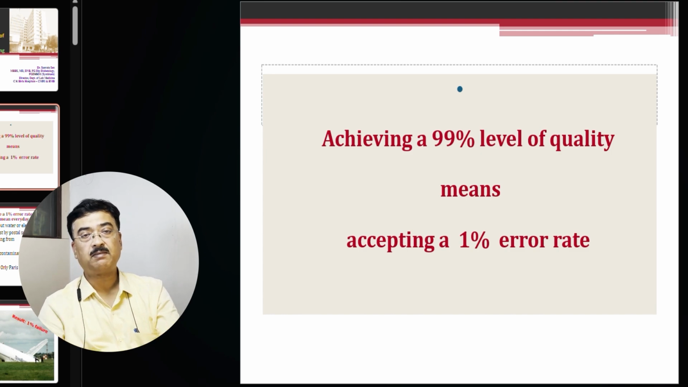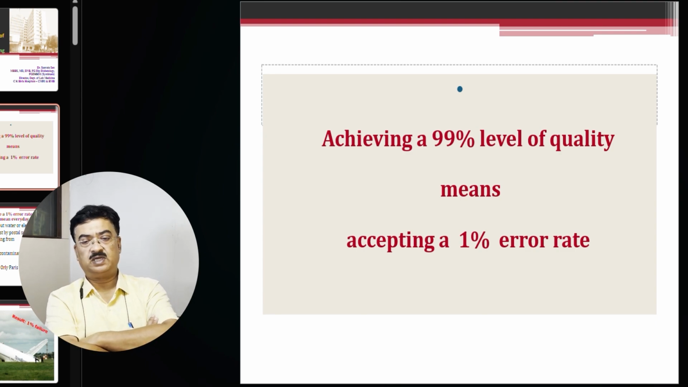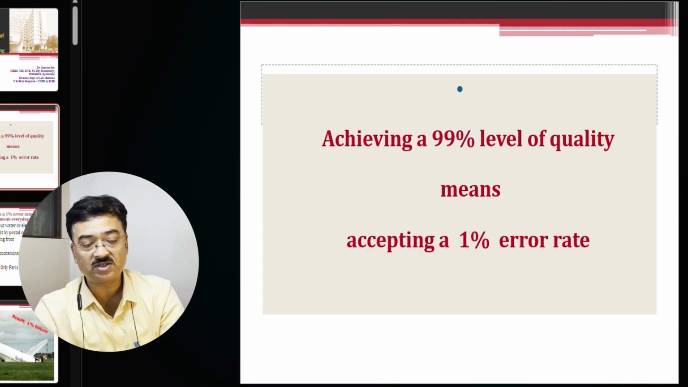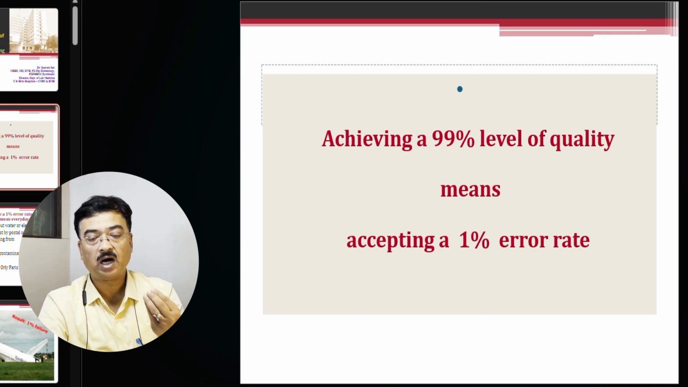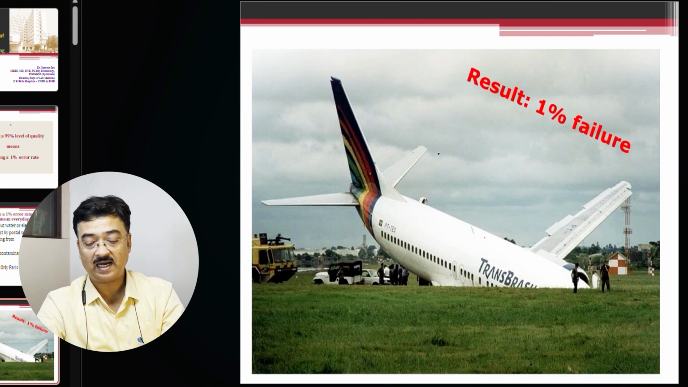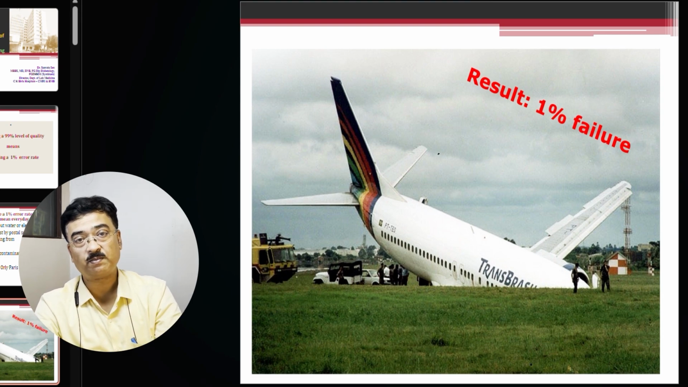So when I'm saying that I'm even 99% correct, it may sound that we are pretty good. 99% correct means only 1% error in our job. So let's see, in the medical industry and all other industries, how 1% error can look like. The 1% error in France looks like 14 minutes without water or electricity, 50,000 persons lost by postal services, 22 newborns falling from midwives' hands, 6 lakh lunches contaminated by bacteria, and 3 bad landings in airports. So you can understand the importance of even 1% failure.